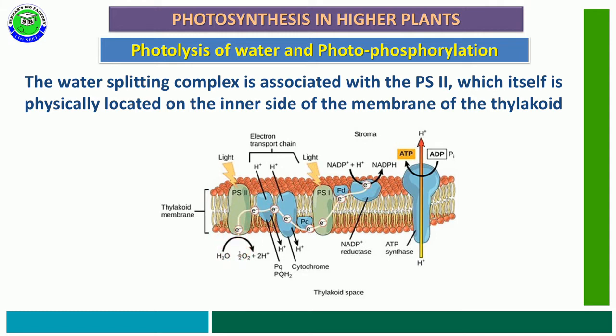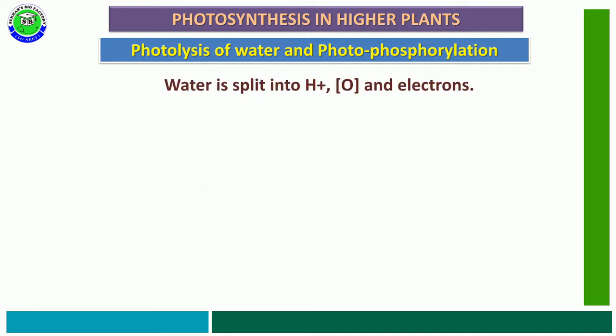the thylakoid membrane. Water is split into H plus ions and oxygen along with electrons, which can be represented with this equation. In this, 2H2O gives rise to 4H plus, O2 and 4 electrons. It is the process called photolysis of water. It occurs in the presence of sunlight towards inside of the thylakoid membrane at PS2.